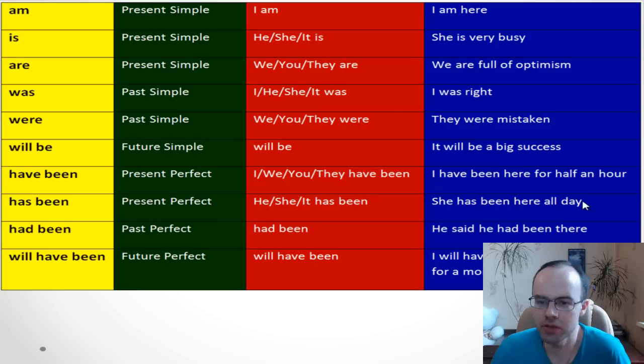Yeah, solution to this problem. Right, we need to use this tense, have been or has been, so you need to memorize it. Okay, my friends, very good.